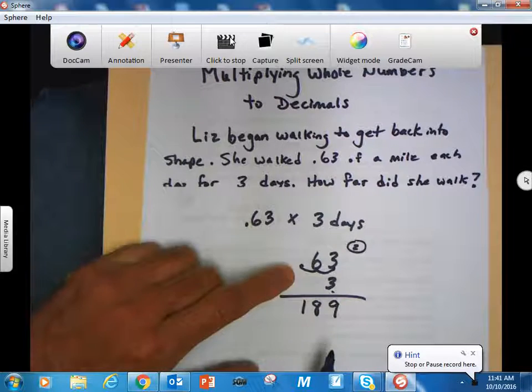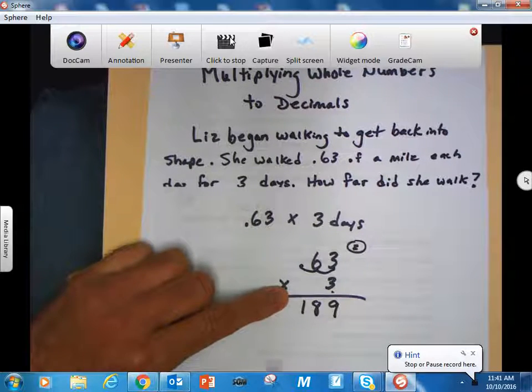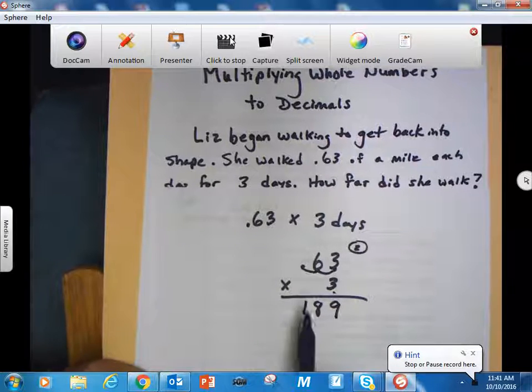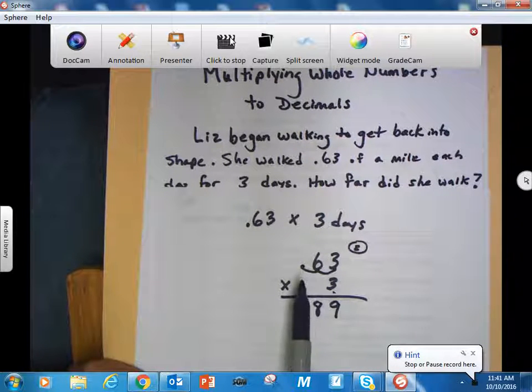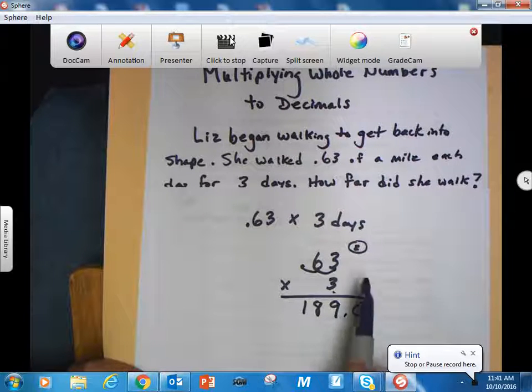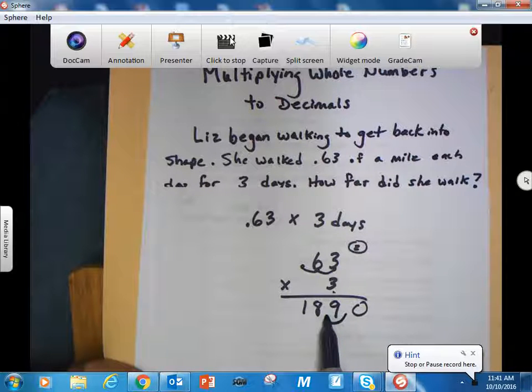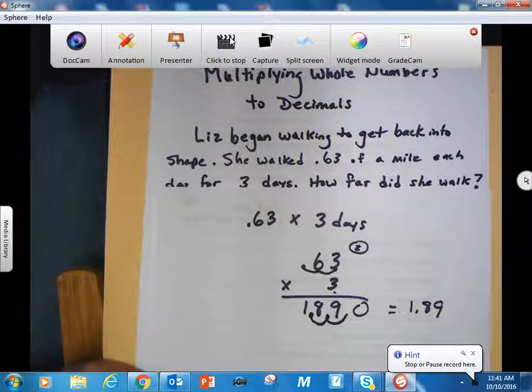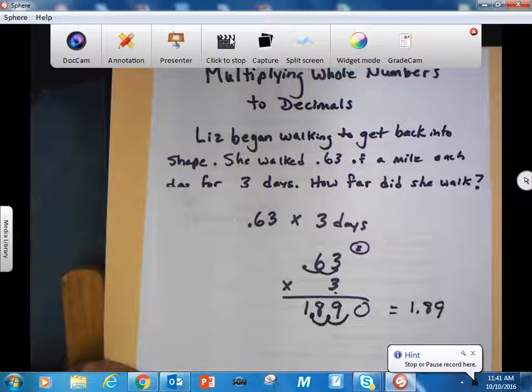I just pretended that 63 hundredths was really just 63 times 3. I pretended they were whole numbers. But really, it's not a whole number. It's part of a whole. So if I had 189, I'm going to have to bring back my decimal twice because I moved it over twice up here. 1 for tenths, 2 for hundredths. Therefore, I have 1 and 89 hundredths. So Liz walked 1 and 89 hundredths miles over the course of 3 days.